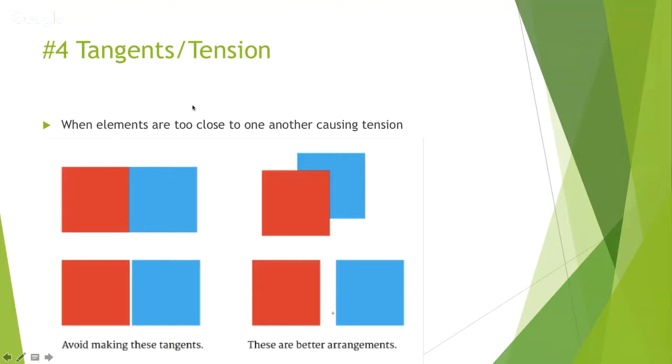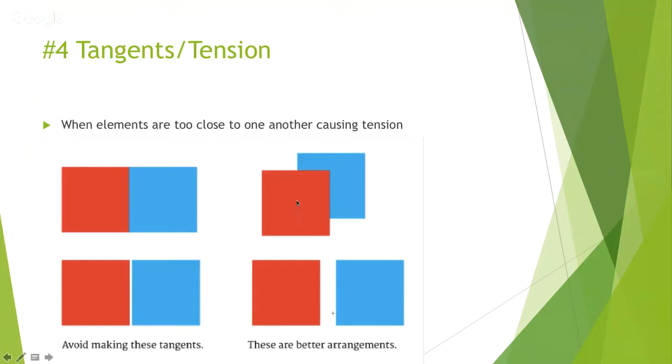Number 4, tangents and tension. So what a tangent is, is when elements are too close together and they create this tension. So if you come over here, you see, if this is text or image or anything, you want to avoid making these tangents where they're just touching or they're almost touching. They're just so close that it's so awkward. Like with text upon text, or text and images, or images and images, or element design, any element that could do this, avoid that.